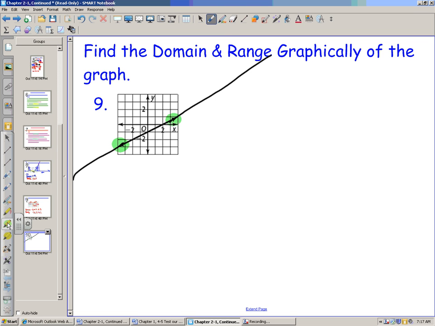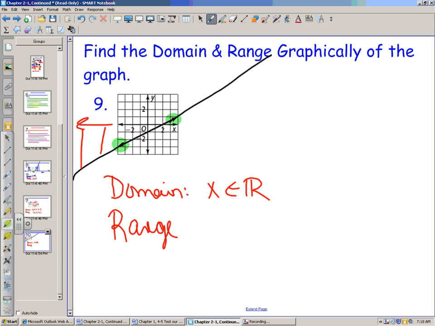That means whenever I'm doing domain, my smallest x value that has a corresponding y value, do you see it? It's -infinity. And then over here, it's positive infinity, so that means x is an element of the reals. In other words, there is absolutely no start or end to this line. It goes on forever in both directions.